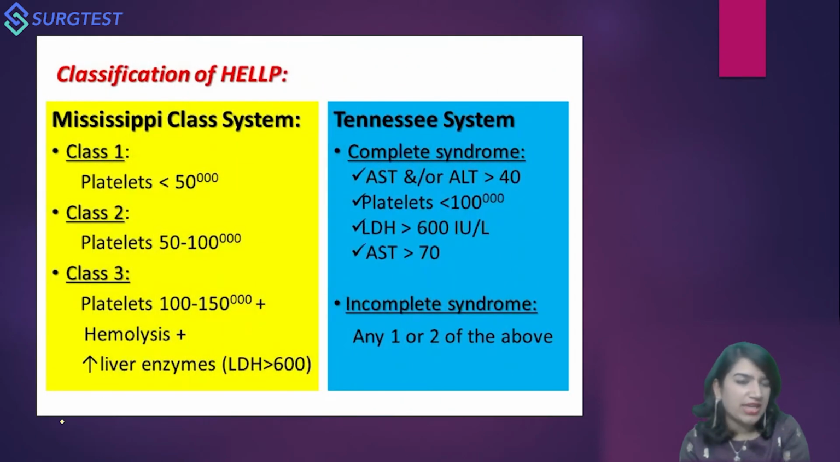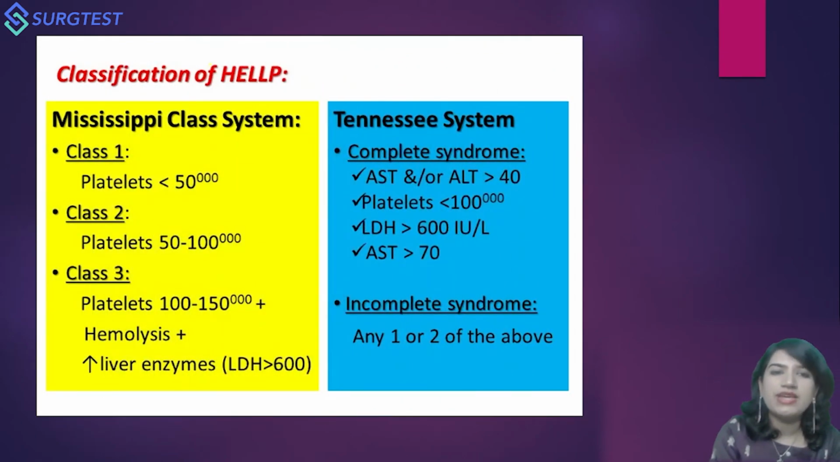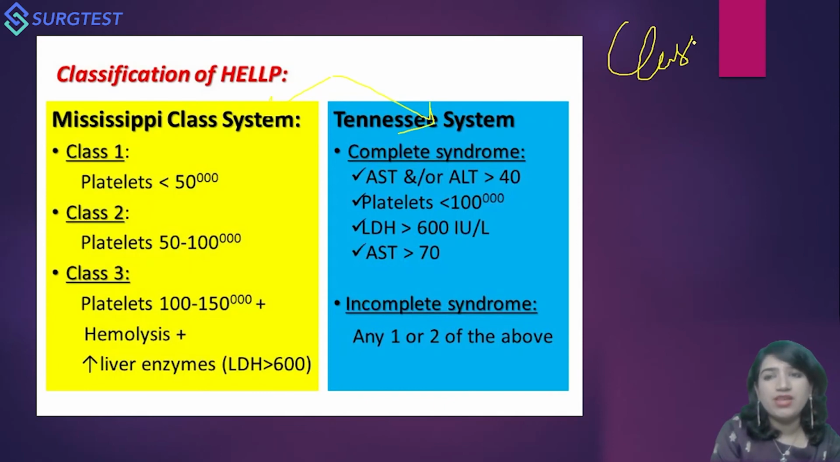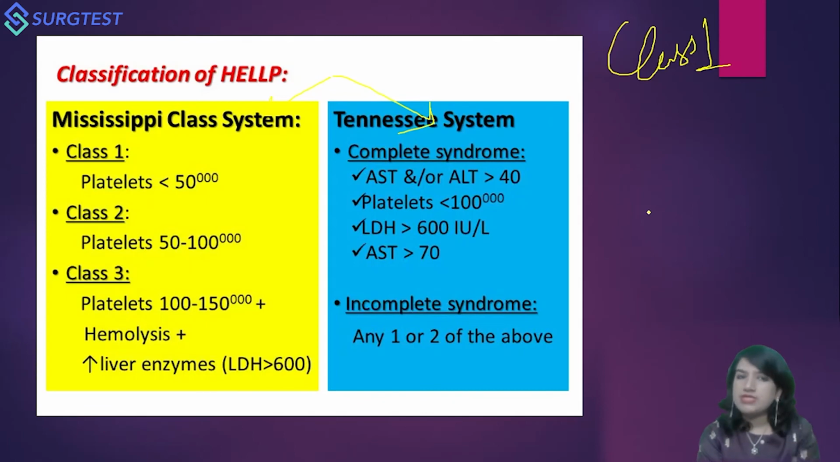We have another classification system for HELLP. Now we classify it by two modalities. One is the Mississippi classification, the other is the Tennessee classification. The Mississippi classification tells you about the severity of the syndrome based on thrombocytopenia. Whereas the Tennessee classification system tells you whether it's a complete HELLP or an incomplete HELLP. Ideally, we think that class 1, class 2, class 3, so class 3 would be the most severe. But this is the reverse in the Mississippi classification system.